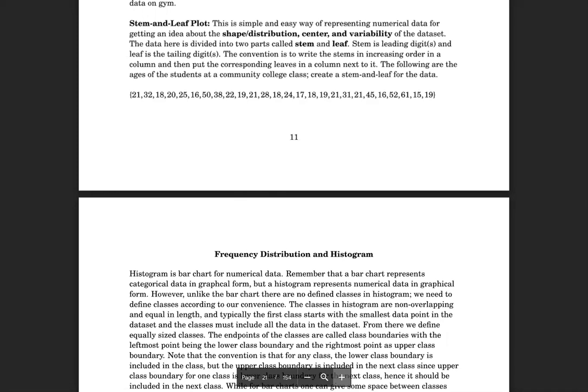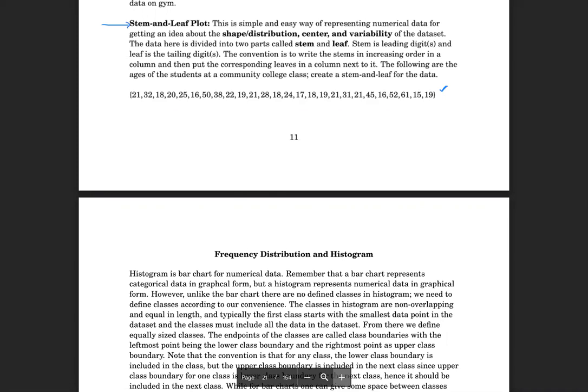So let's go ahead and talk about stem and leaf. Stem and leaf plot right here. So these are the ages of a bunch of students in a class. All right. So we are going to create a stem and leaf plot for this. I probably won't do it for all of these data points because it may take a little time, but I will give you the idea on how to do it.